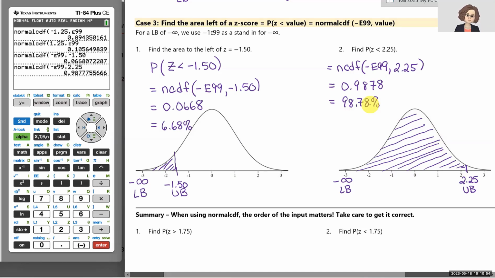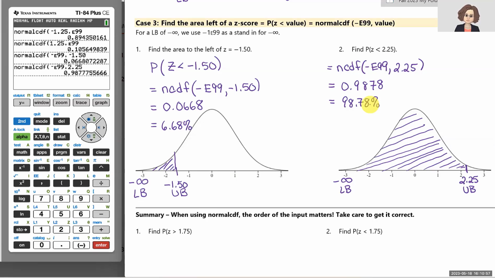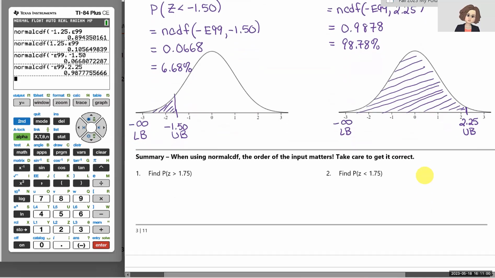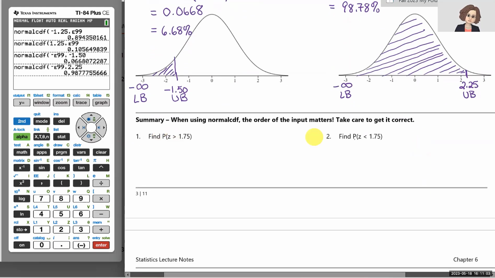All right, so the most important thing is that you know that the order matters when you input values into the normal CDF function. You have to be really careful to put the order in correctly when you're looking at area to the right of the z-score versus area to the left of the z-score. If it's area to the right of the z-score, normal CDF, you're going to start with the 1.75. That would be your lower bound. And then you're shading to the right infinitely, so the E99 would be in that second position. So lower bound, upper bound.